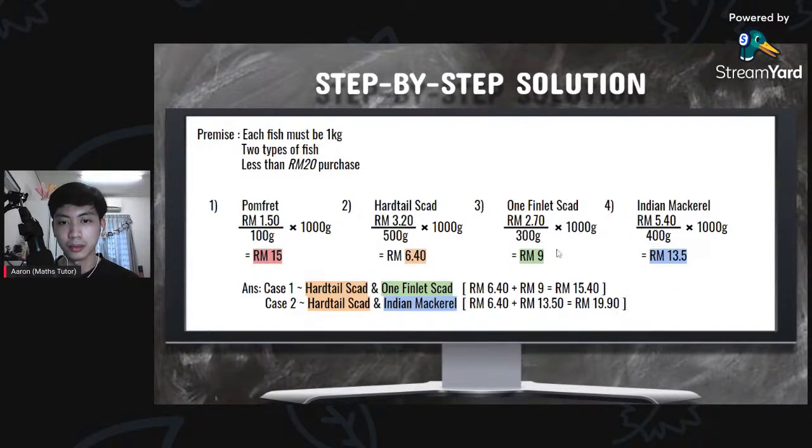If you try out the third one, you add this one, it also exceeds. 9 plus 13.5 exceeds already. So this is a bit of trial and error, then finally you get the answer which is less than 20. We have two combinations: hardtail with one fish and hardtail with Indian mackerel. So this is how we do the solution, step by step.